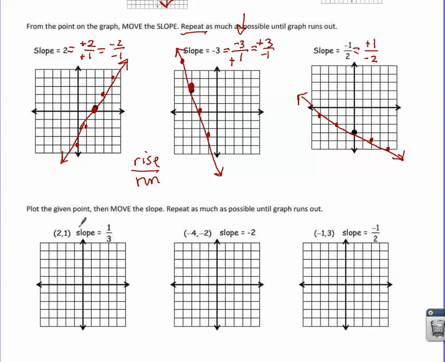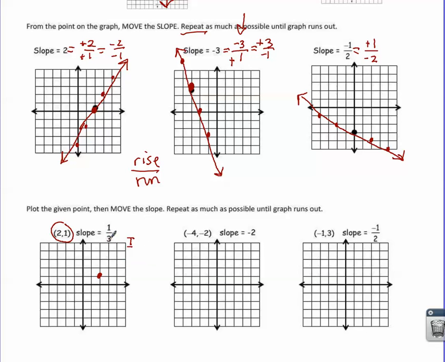Now in the next set of examples, you don't have any points on the graph, but it does give one to you. So first you need to plot your point. Remember, it's X, then Y. So I'm going to start at the origin. I'm going to walk 2 units to the right, fly 1 unit up because they're both positive. That puts me in quadrant 1.